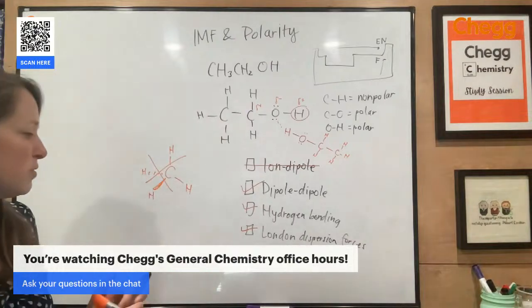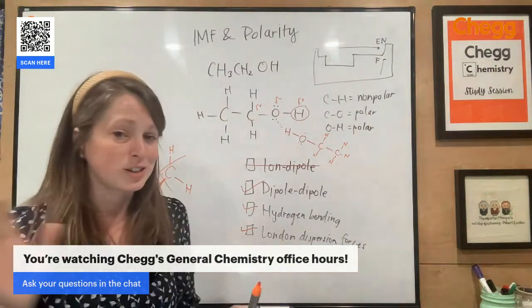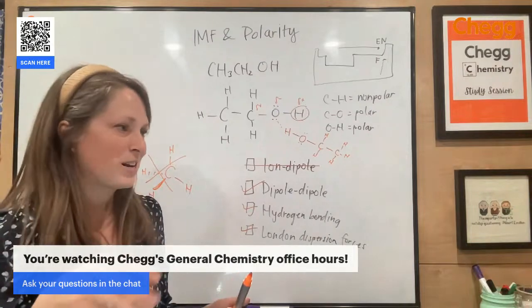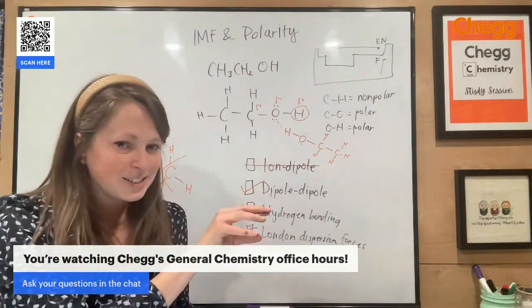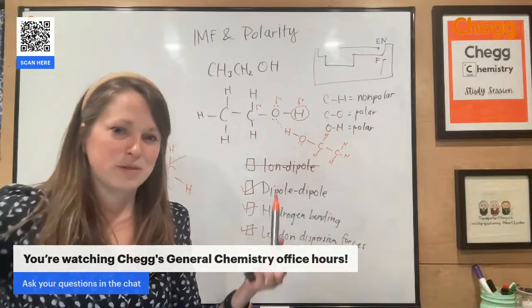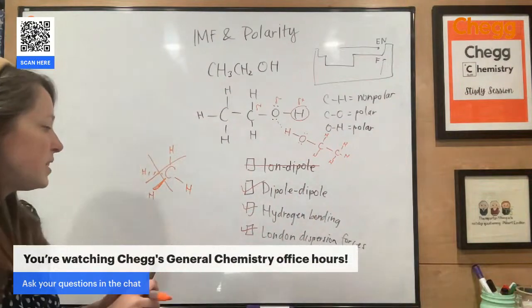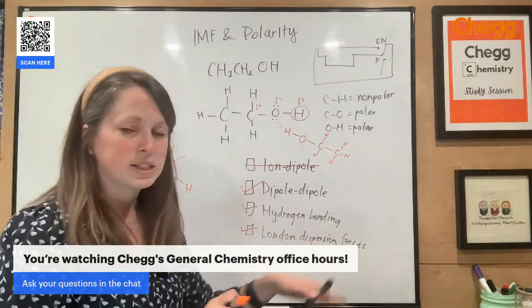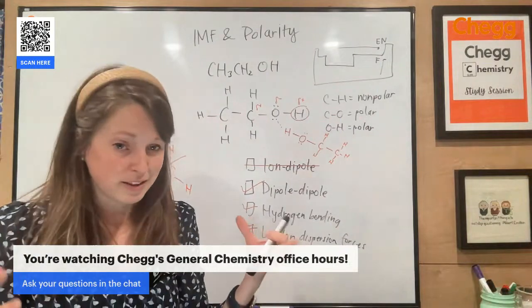So London dispersion forces are just based on this idea that electrons are randomly moving. As they are randomly moving, they're randomly going to end up congregating somewhere, leaving a partial positive wherever they are not. So everything experiences this. The strength of the London dispersion forces is going to be based on the size of the electron cloud.